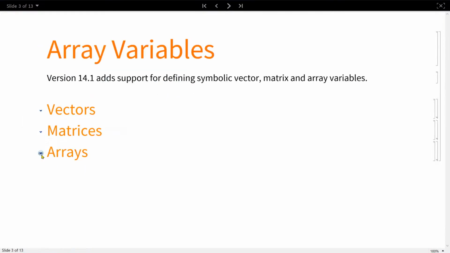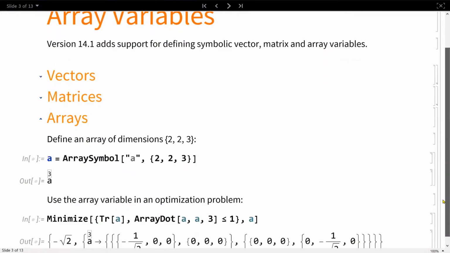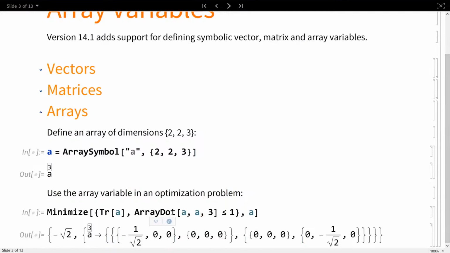And finally, arrays. You can define symbolic arrays. In this case, a symbolic array of dimensions 2 by 3. And you can use it, for example, in an optimization problem. This new ArrayDot function is just like a dot product, but a bit more general.